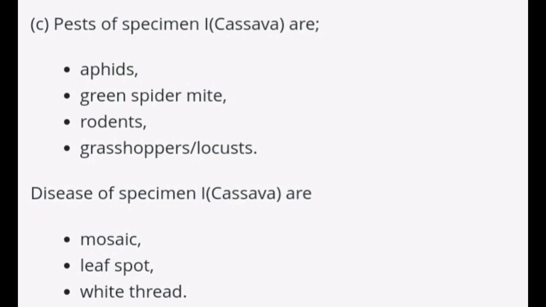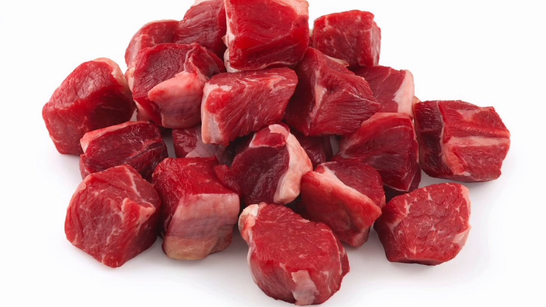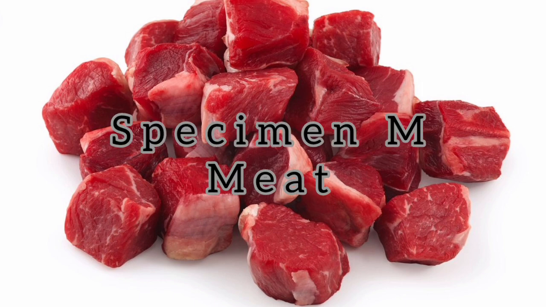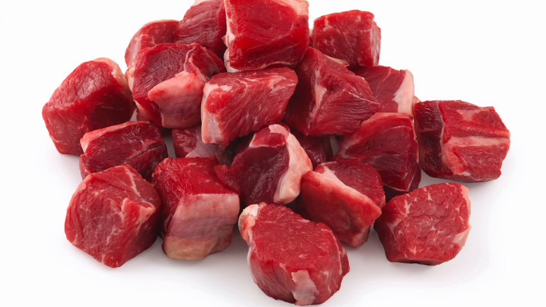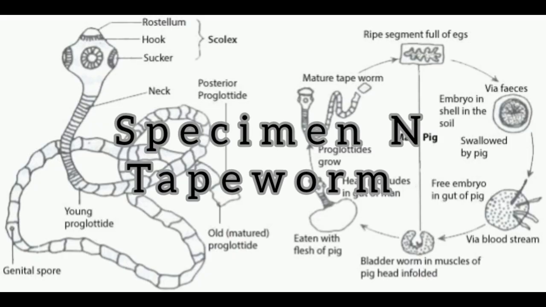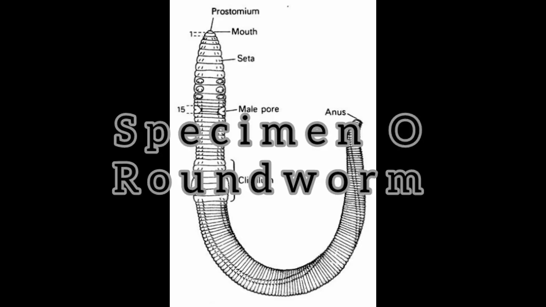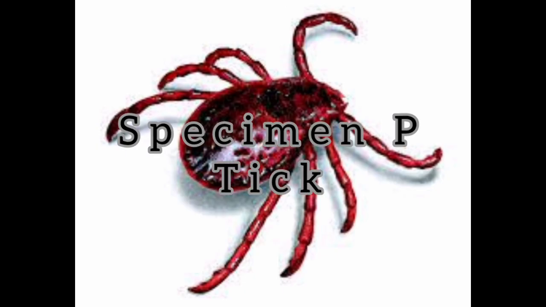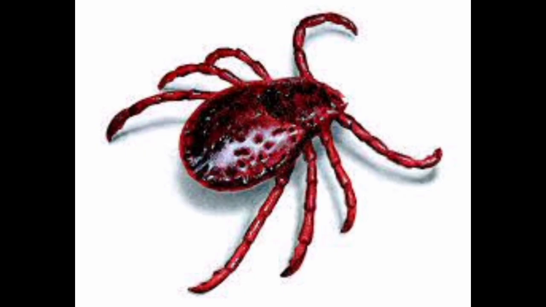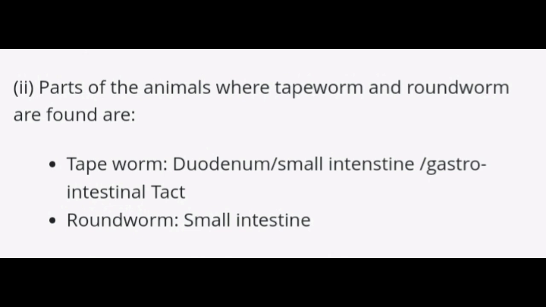Okay, so now we want to compare the last set of specimens, specimen M, N, O, and P. Specimen M is meat, fresh meat, so it's still red. Specimen N is tapeworm, specimen O is roundworm, and specimen P is tick, T-I-C-K. We'll compare meat and tick easily, but tapeworm and roundworm together. But together we're going to compare these four. So we have tapeworm, roundworm, meat, and then tick.